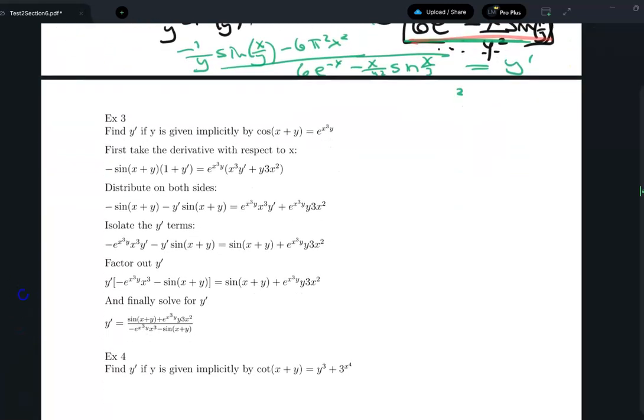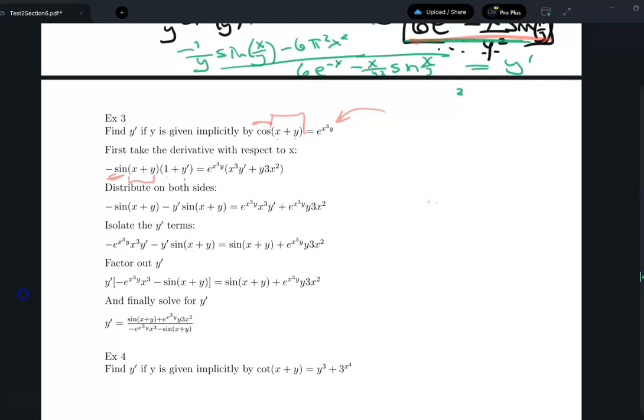All right, looking at this one, derivative of cosine is negative sine. You carry the angle along, and then you take the derivative of the angle. So derivative of x is 1. The derivative of y is y prime. Okay, so we're looking over here.